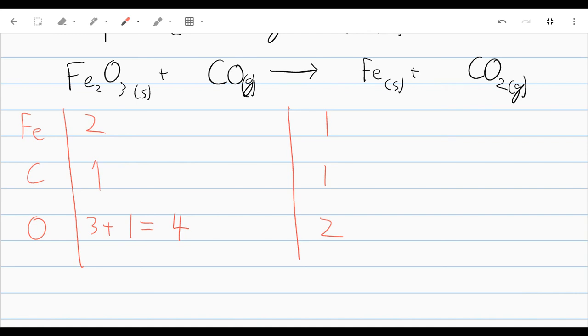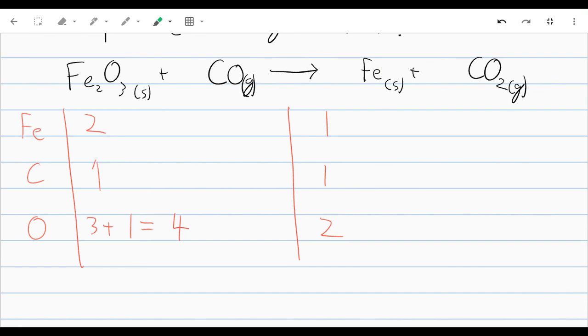I'm going to leave the iron until the end. And the reason that I'm going to leave this iron until the end is that iron on this side is on its own. That means it's going to be nice and easy to balance out. Oxygen's also complicated, but carbon's already balanced. So I can actually work on trying to balance out my oxygens.